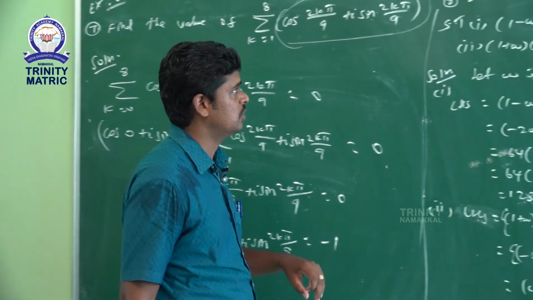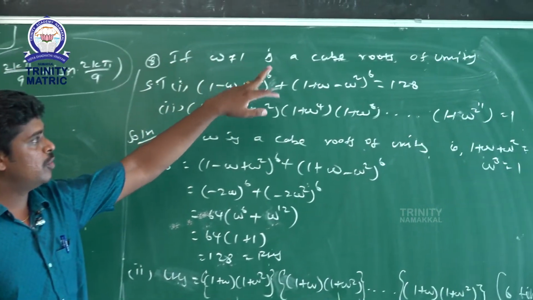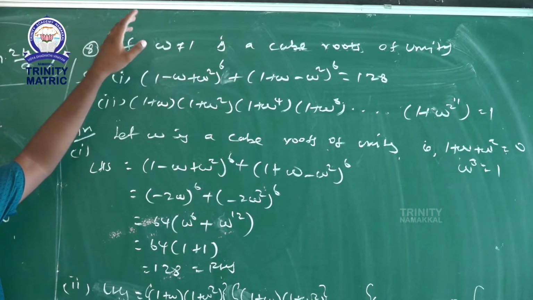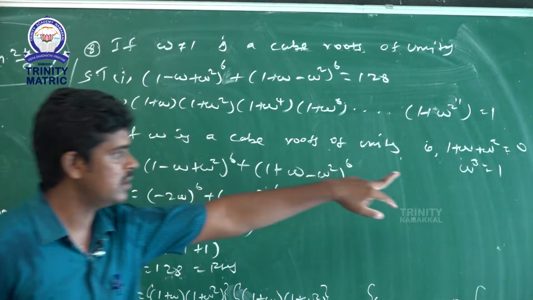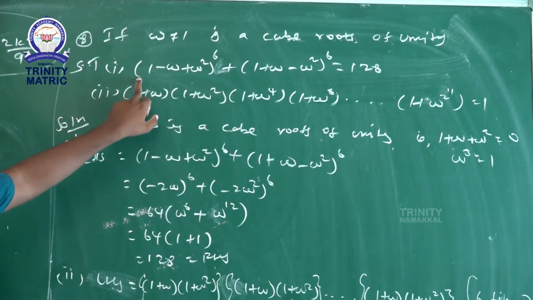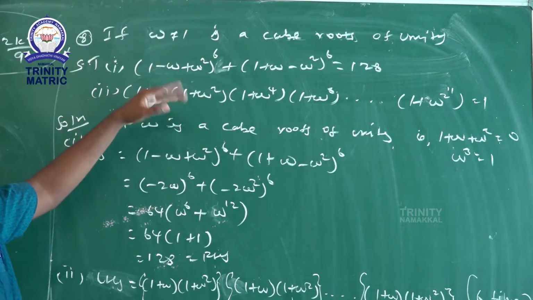Next, the 8th question. If omega is a cube root of unity, what is a cube root of unity? It means the sum of the 3 roots is equal to 0, and then the 4th root is equal to the first root. Okay. Next, that is the first question and then the second question; you want two proofs.